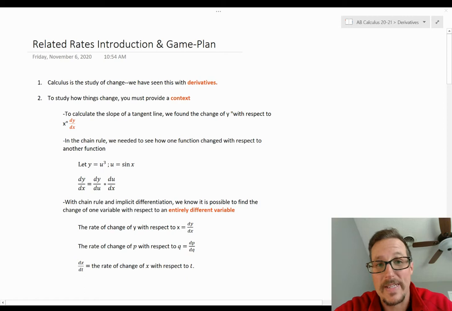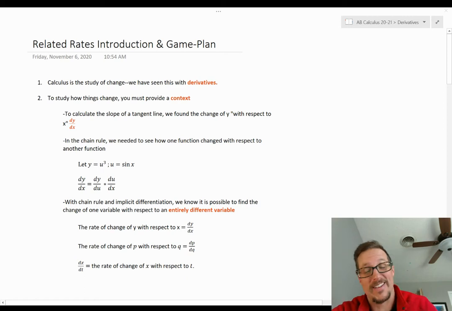Okay, we're going to do everybody's favorite idea in calculus. It's related rates. You guys are going to love them by the end of this.